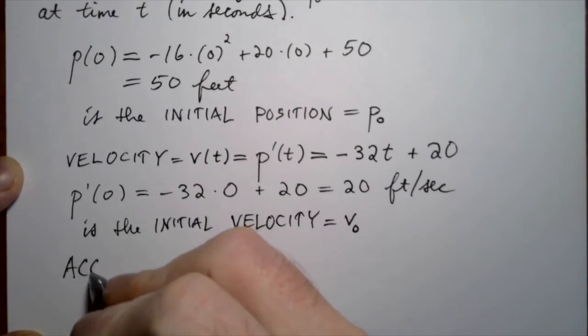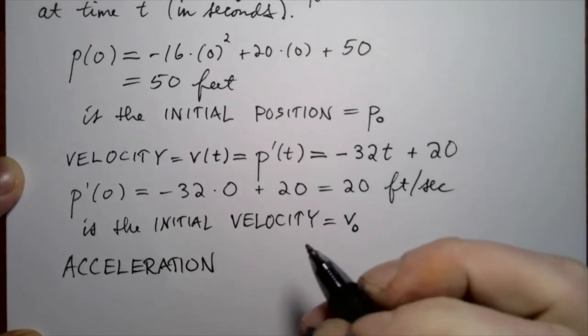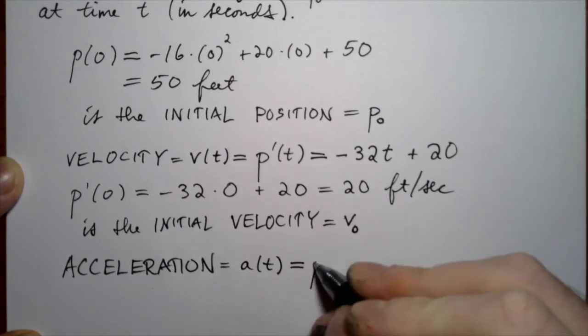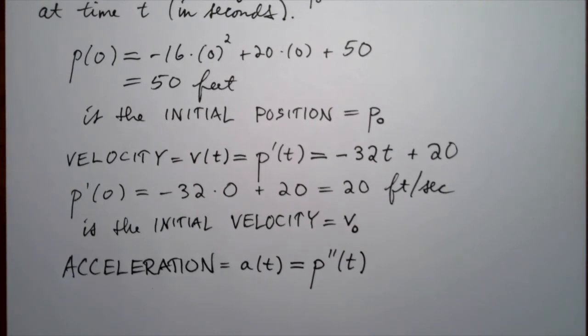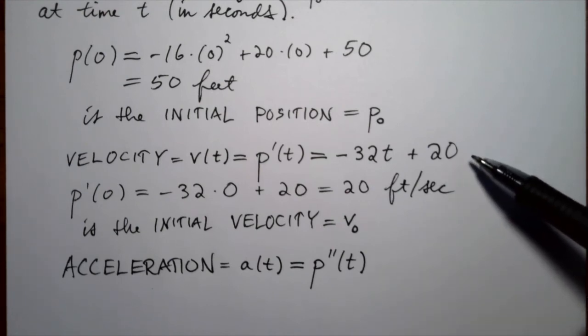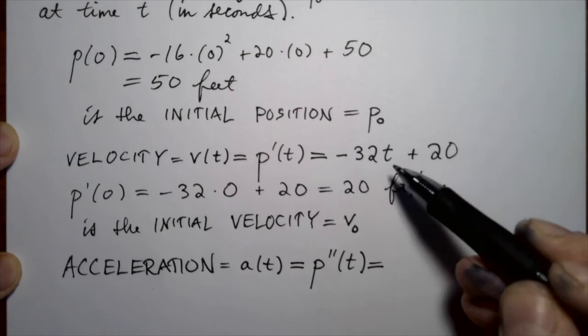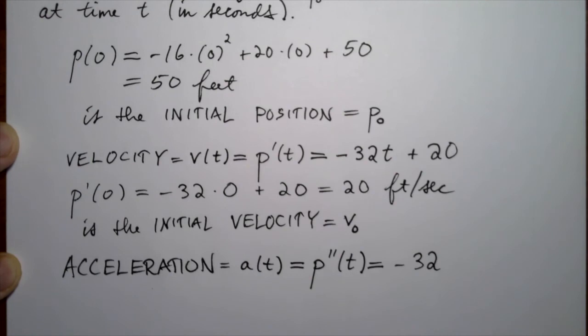Okay, finally, let's find the acceleration of the piano as a function of time. Acceleration, you might call it a of t, a for acceleration. It is the rate of change of the rate of change of position. It's the second derivative of the position function. Well, we already know the first derivative, it's minus 32t plus 20, so we just need to take the derivative of that. Minus 32t, the derivative is minus 32, plus 20, the derivative of that constant term is 0.